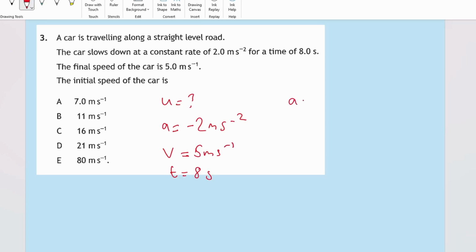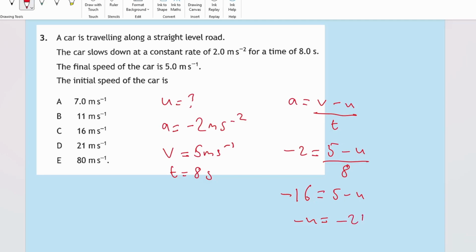So we use the formula a equals v minus u over t. We substitute in the values, so minus 2 is equal to 5 minus u all over 8. Now we just rearrange for u. So minus 2 times 8 is minus 16, equals 5 minus u. So minus u is equal to minus 16 minus 5, which is minus 21. So for u, we just take the negative of that, and that's 21 meters per second. So the answer is D.